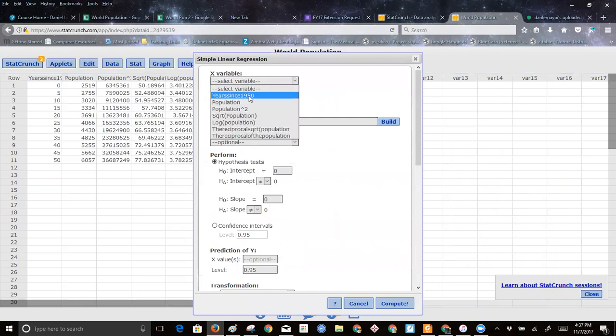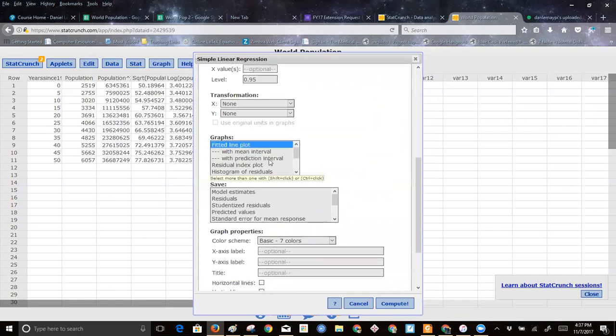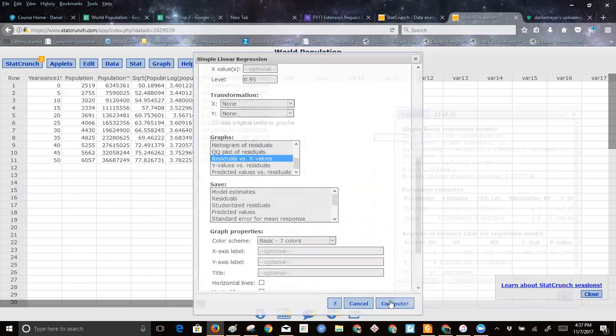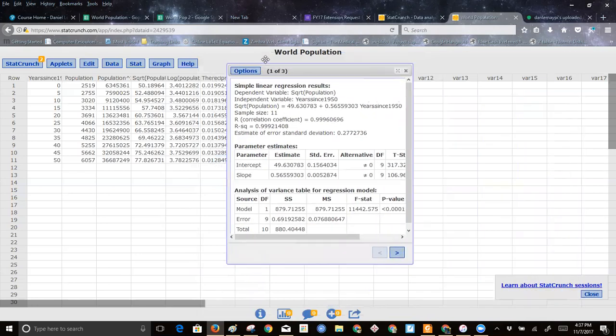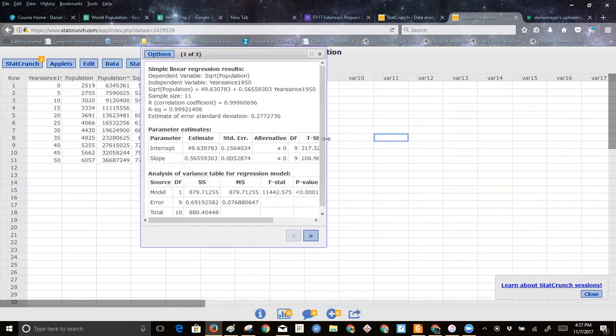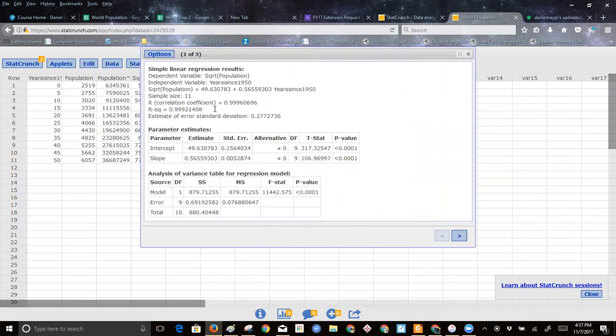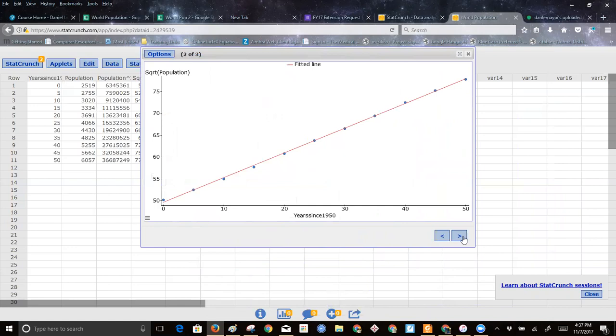I'm going to do years since 1950 as my X, and I'm going to do the square root of the population. And again, I want to have a fitted line, and I want to do residuals versus the X values. And the R squared is right back up nice and high. There's my regression equation. The square root of the population is equal to that. And let's go to the next page.